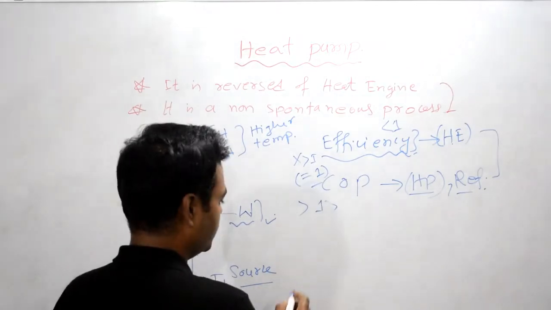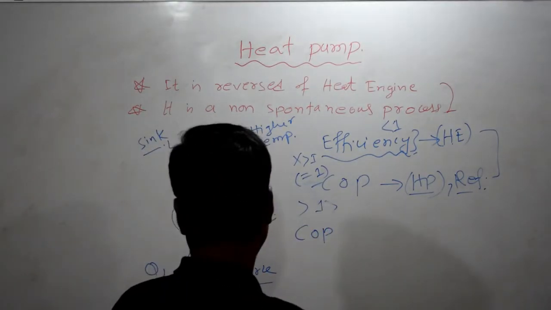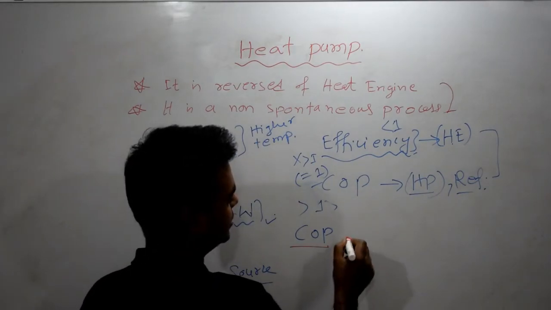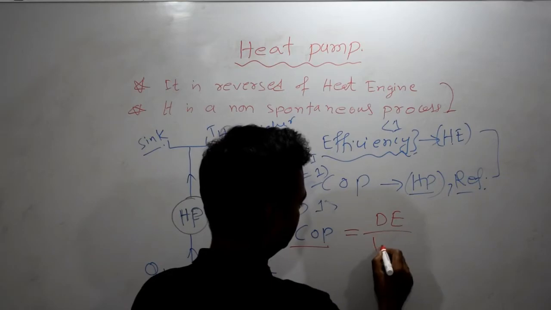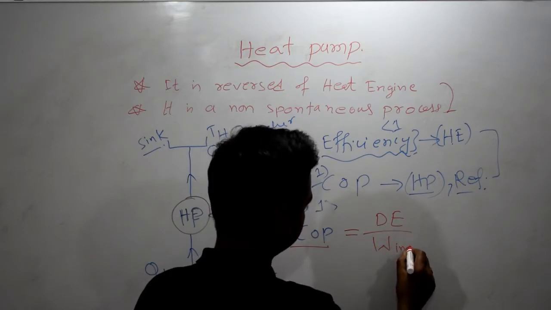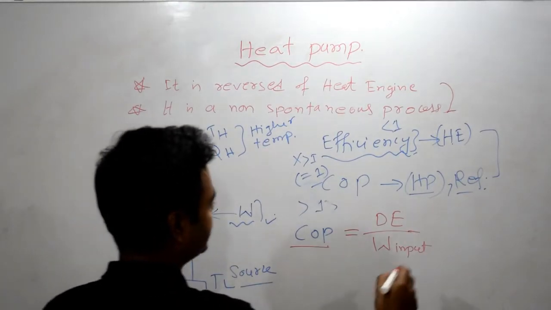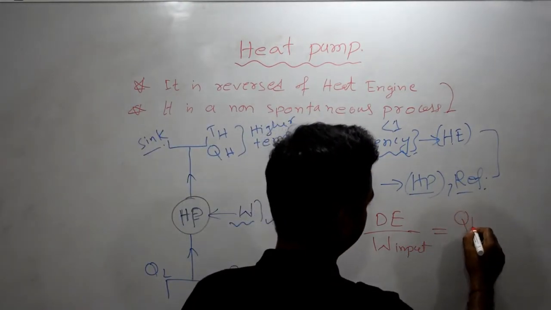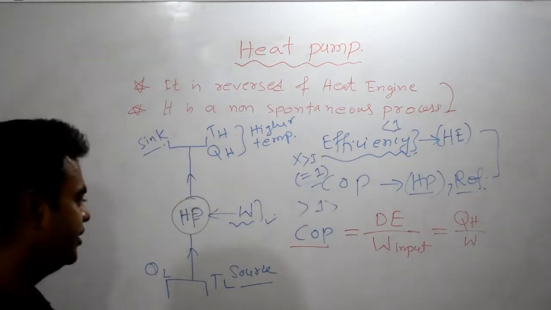Now here we will find out COP, right? Let me write it down. So we'll find out what? COP. So COP is equal to what? Desired effect upon work input. So here the desired effect is QH, so COP is QH by W. Alright, I hope you got my point.